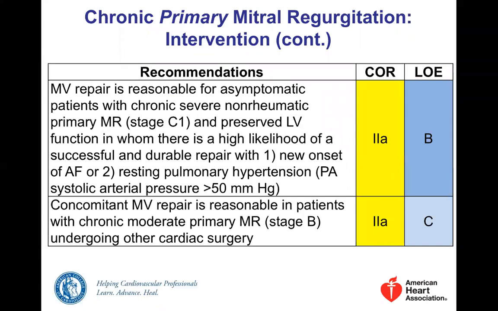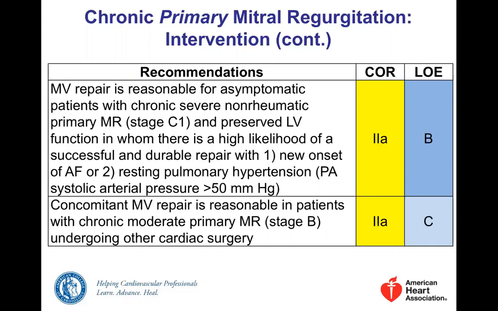MV repair is reasonable for an asymptomatic patient with chronic severe non-rheumatic primary mitral regurg, stage C1, and preserved LV function, in whom there is a high likelihood of a successful and durable repair, with a patient with new onset of AF or resting pulmonary hypertension, the systolic pulmonary arterial pressure reaching more than 50. This is a class 2A.